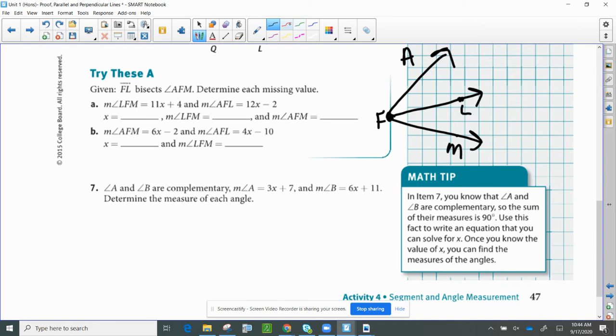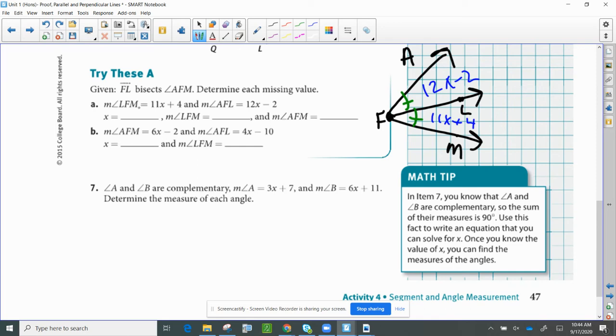So automatically, I know already these angles are congruent to each other. They have to be if that's a bisector. So in A, they're telling us that LFM is 11x plus 4 and AFL is 12x minus 2. So I'm going to have you guys try this one. It's not too bad. First, solve for x. If those are congruent angles, what would x equal then in this case?